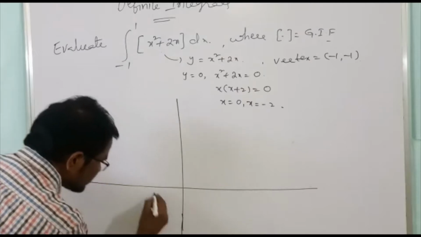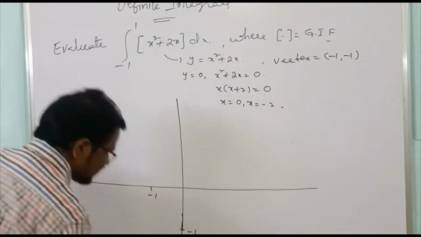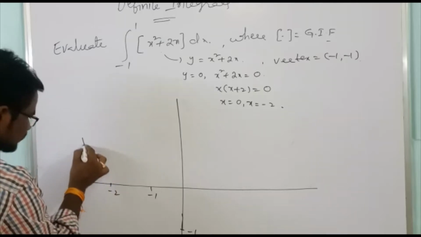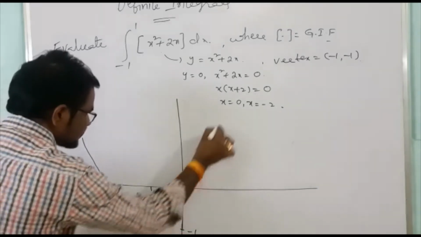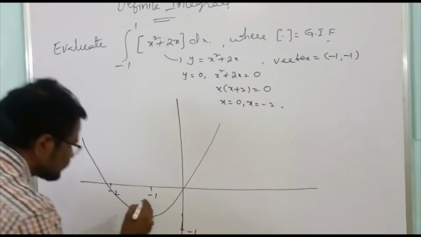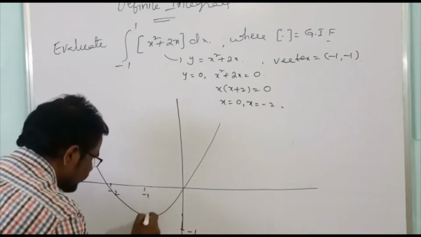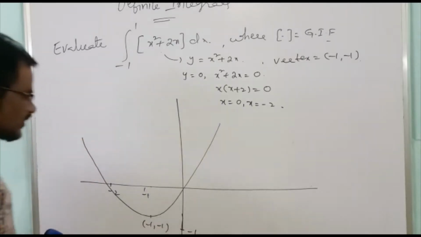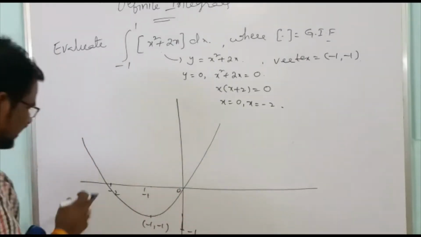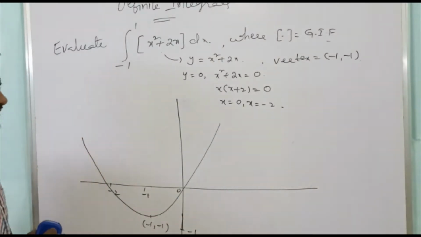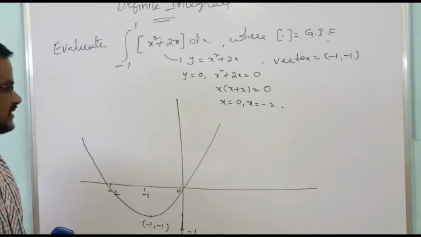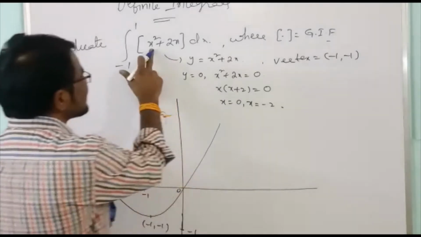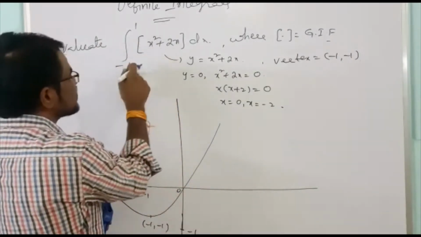So here this is the minus 1 and here minus 1. So here it is minus 2. So graph of this one is like this. So here vertex minus 1 comma minus 1, and it passes through the origin and minus 2 comma 0 also. Right. Next after that we have to find the range of the function x square plus 2x.